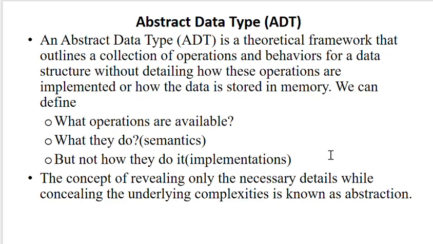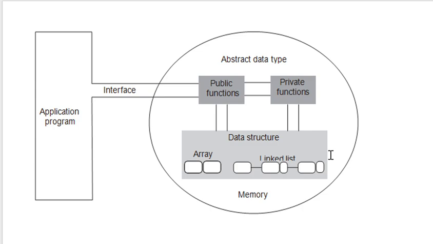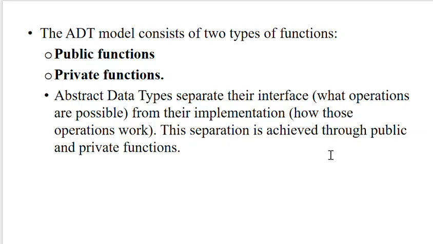First, we have to know the concept of revealing only the necessary details while concealing the underlying implementation, which is called abstraction. Application program interface, public functions, private functions, data structures, arrays, and linked lists. These are the basic concepts of array and linked list in the abstract data type. First of all, we have to know the two functions, public function and private function. Abstract data type is also called ADT.